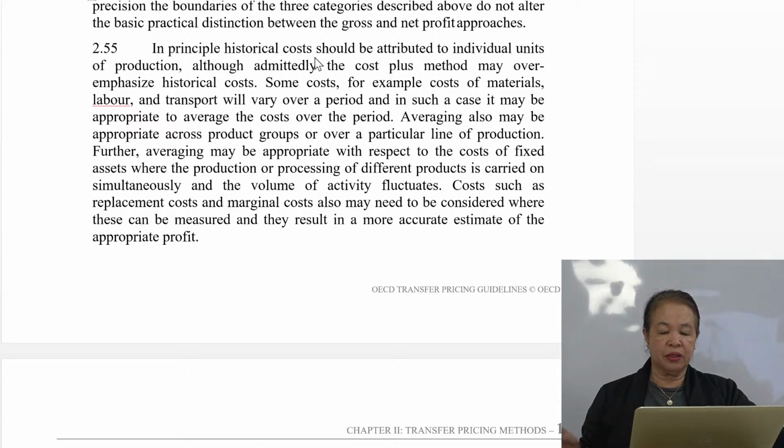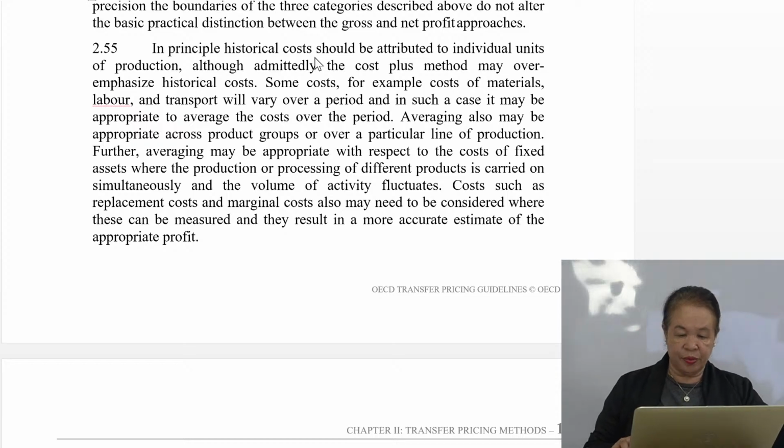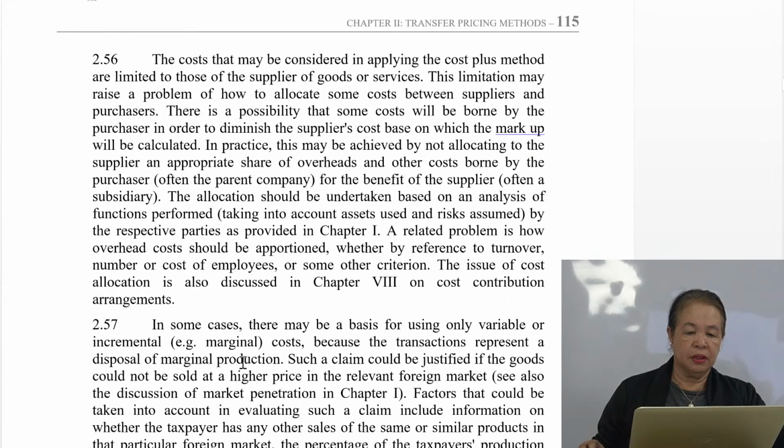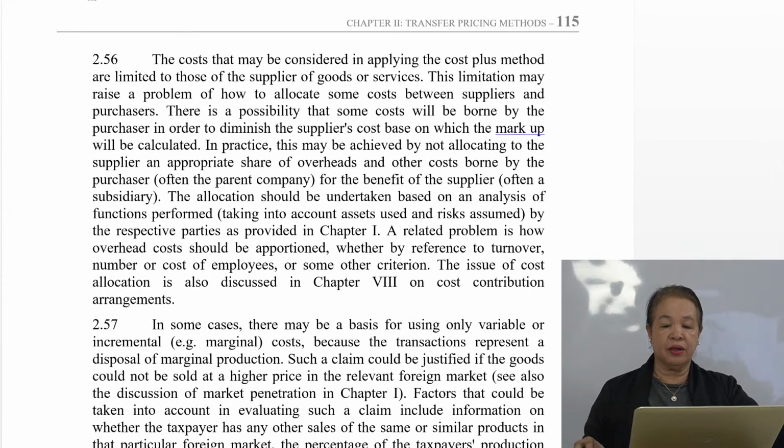Costs such as replacement cost and marginal cost also may need to be considered, where this can be measured and they result in a more accurate estimate of the appropriate profit. So, very particular tayo sa cost plus on the cost and the gross profit. The costs that may be considered in applying the cost plus method are limited to those of the supplier of goods or services, kaya nga direct cost.